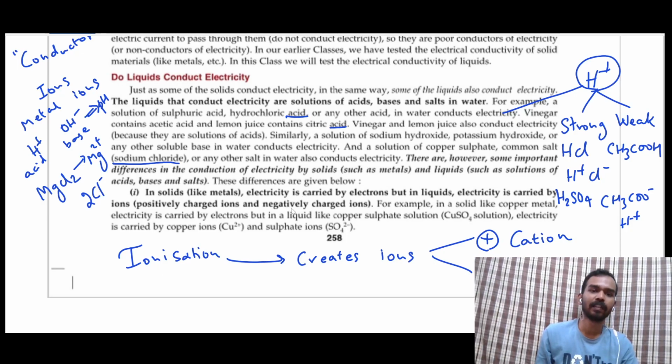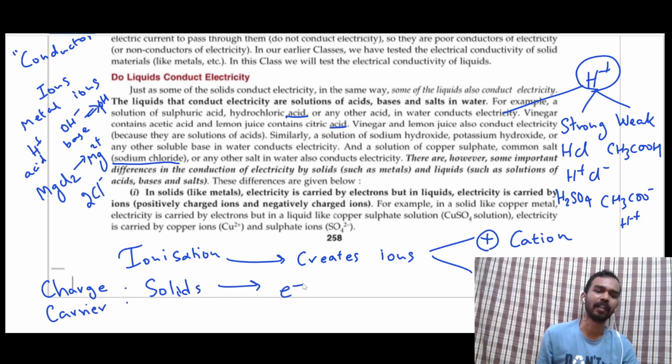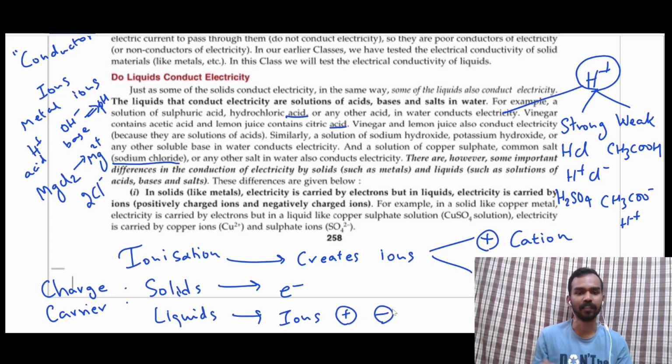In solids, current is carried by electrons. But in liquids, current is carried by ions. Either positively charged ions or negatively charged ions. Okay, there is one important difference. These are called charge carriers. That is the terminology. What is the carrier here? In solids, you have electron. In liquid, you have ions. I will refer to positive ion and negative ion this way.